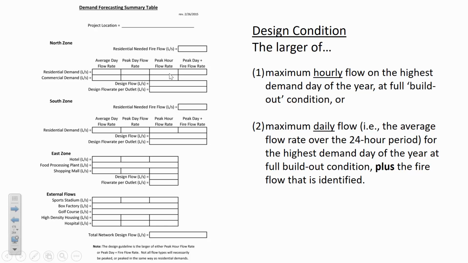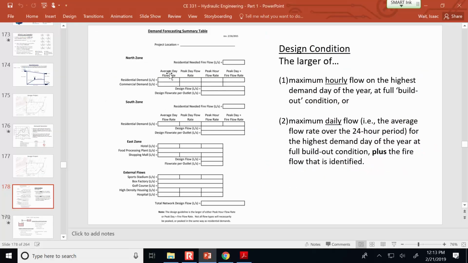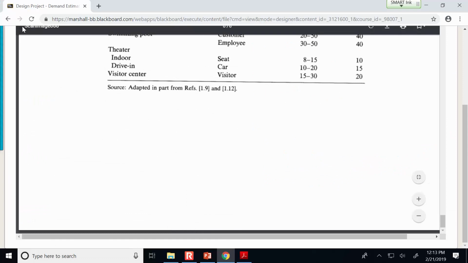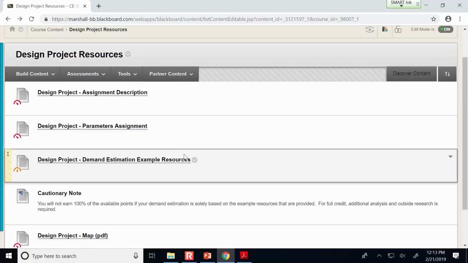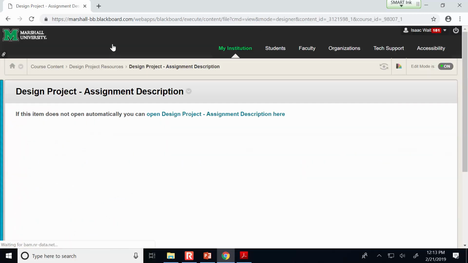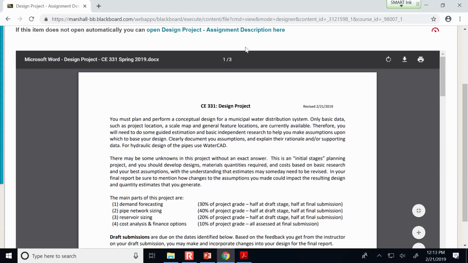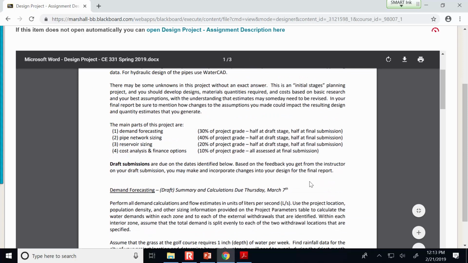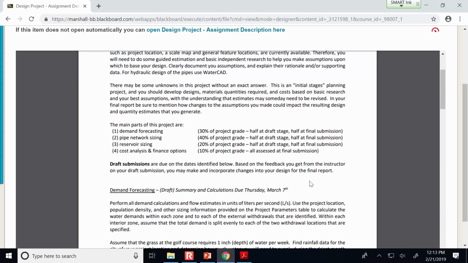And one of the things that I want to draw your attention to on the assignment description is how I grade this project, because I've broken it up into pieces intentionally so that you're able to make adjustments if you have a mistake. And I've carved it up into pieces so that this isn't the sort of thing that you're panicking at the end of the semester trying to put together. For demand forecasting, for example, it's 30% of the project grade, but only 15% is at the draft stage.